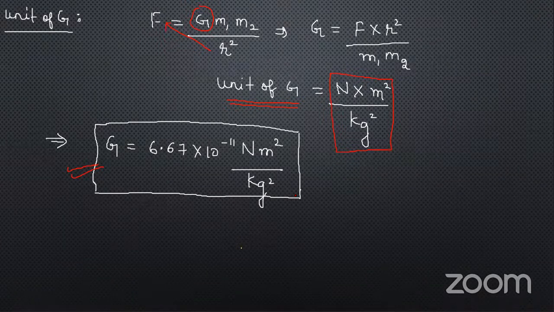Ma'am, we can even write it as kg raised to minus 2, right? Yes, you can also write it like 6.67 into 10 to the power minus 11 Newton meter square. Since kg square is in the denominator, if you bring it to the numerator, you have to make the power negative. So Newton meter square kg to the power minus 2.